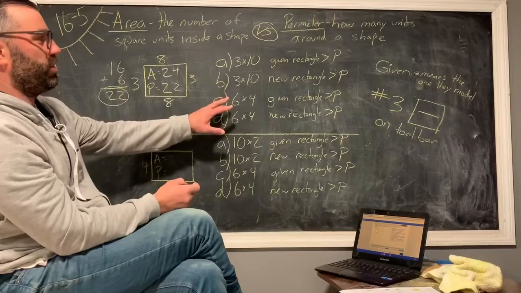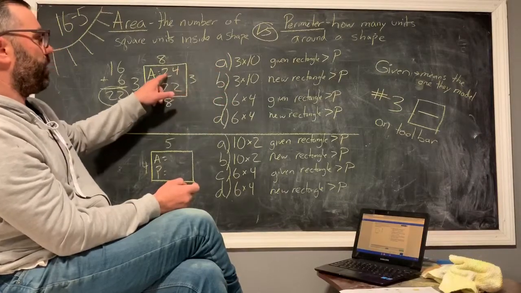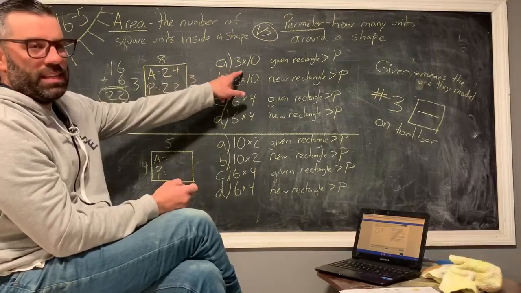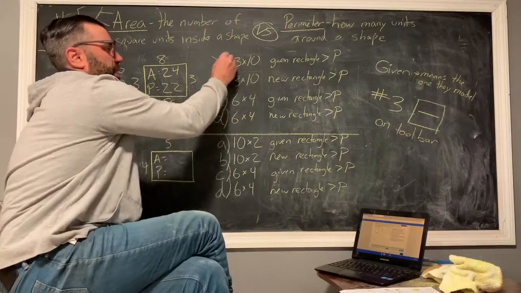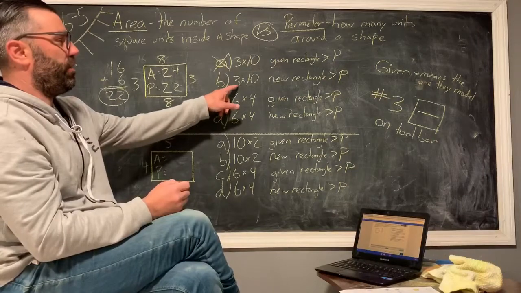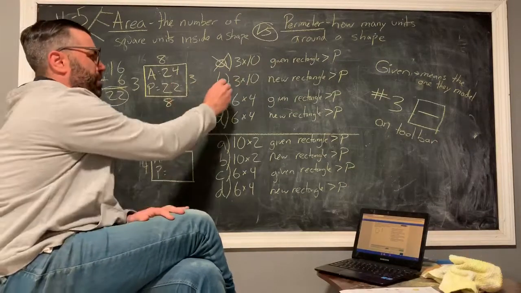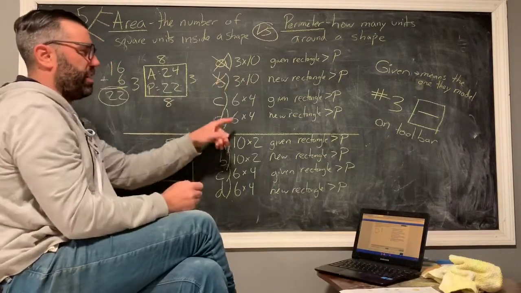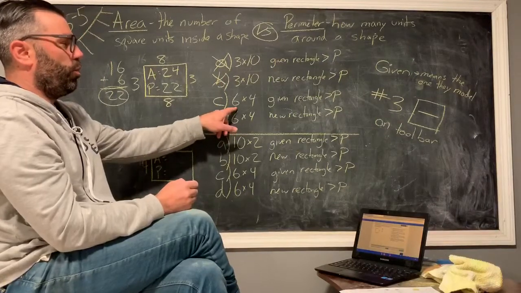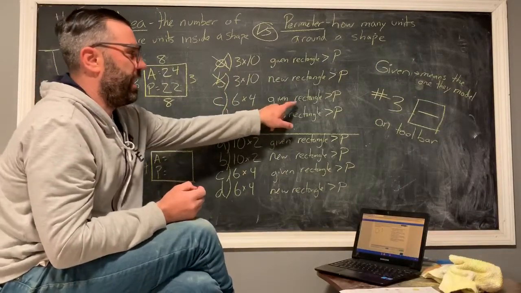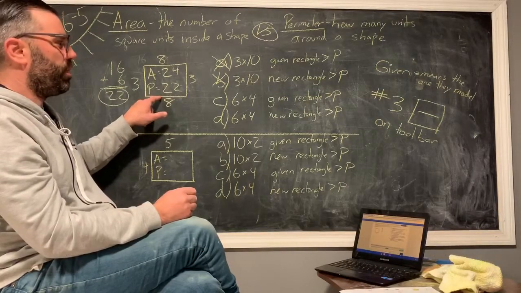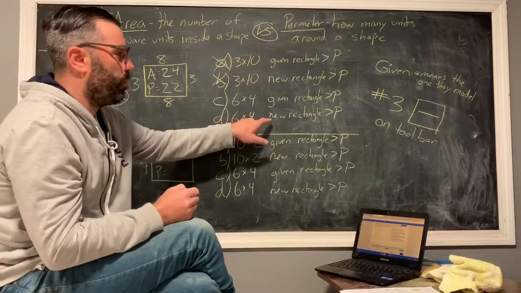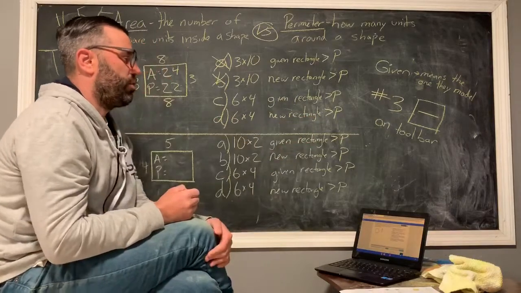Now I have to look at these choices. Is the area 24? Would that be the same as 3 by 10? It can't be, because 3 by 10 is 30. Let's get rid of that one. Is my area 6 by 4? With the given rectangle, this means the first one has a greater perimeter, or a 6 by 4, the new rectangle, has the greater perimeter.